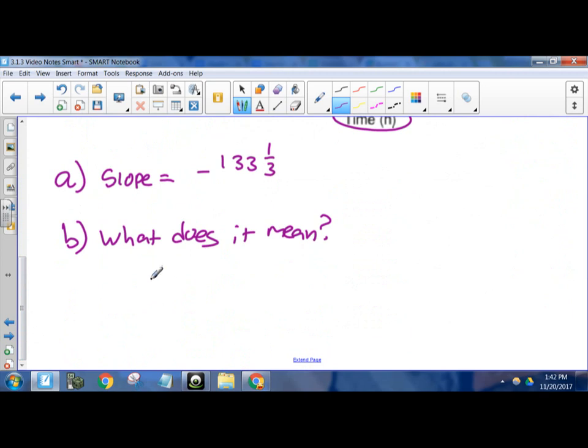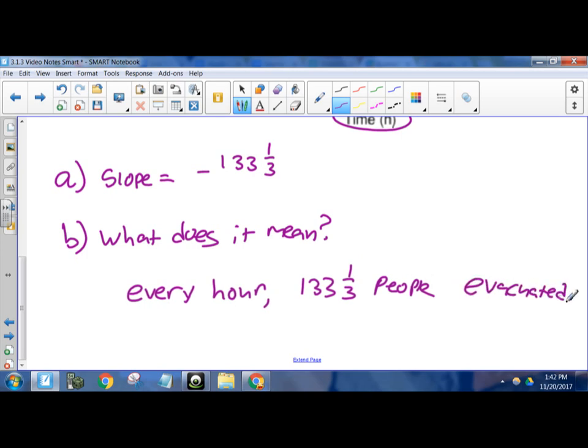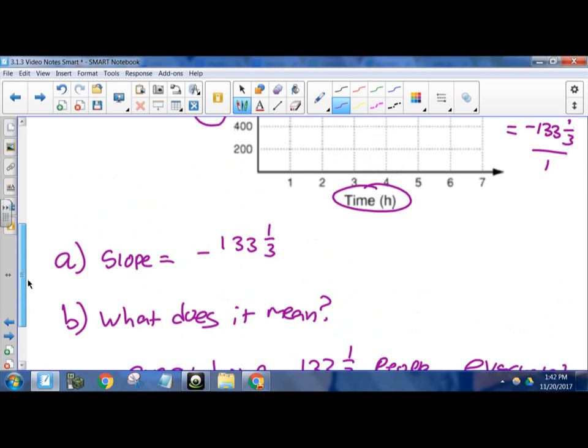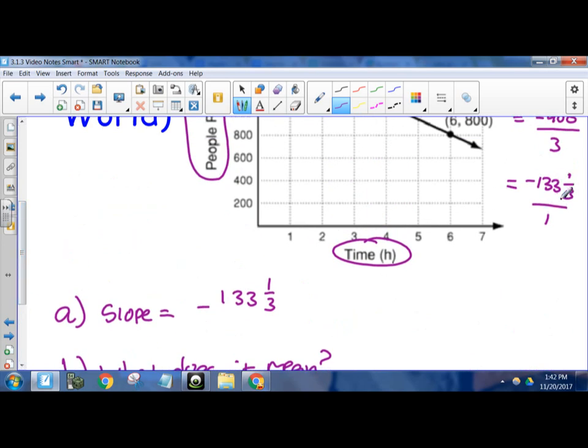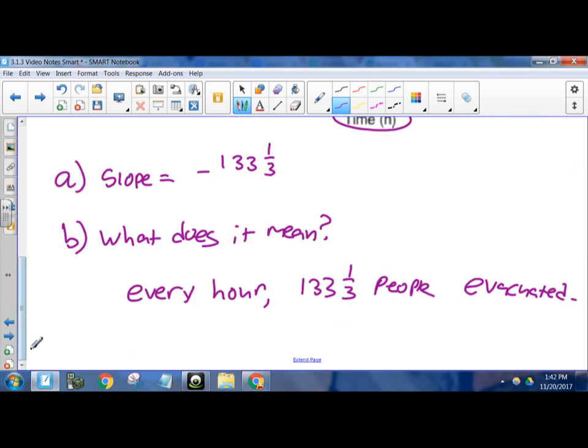So what does this mean? This means that every hour, another 133 and 1/3 people are evacuated. Okay? So again, how do we get that? It's simply the change in y over the change in x. Y was people left remaining, and x was hours. And our y and x in this example, y was negative 133 and x was simply 1. So every hour, 133 and 1/3 people evacuated. Okay?